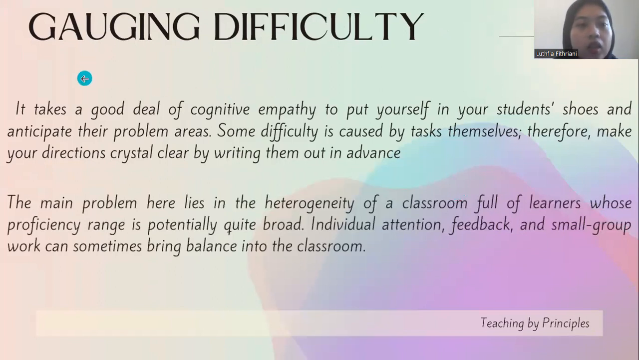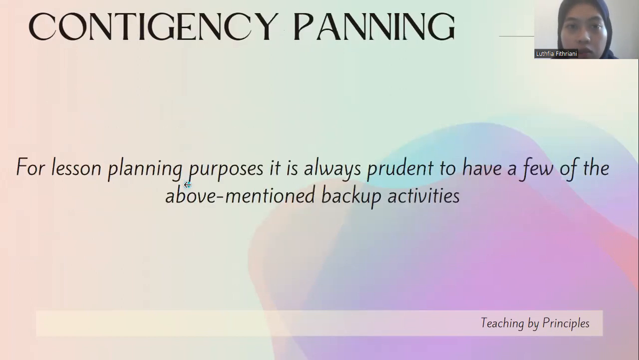Gauging difficulty. It takes a good deal of cognitive empathy to put yourself in your students' shoes and anticipate their problem areas. Some difficulty is caused by tasks themselves, therefore make your directions crystal clear by writing them out in advance. The main problem here lies in the heterogeneity of the classroom full of learners whose proficiency range is potentially quite broad. Individual attention, feedback, and small group work sometimes bring balance into the classroom.